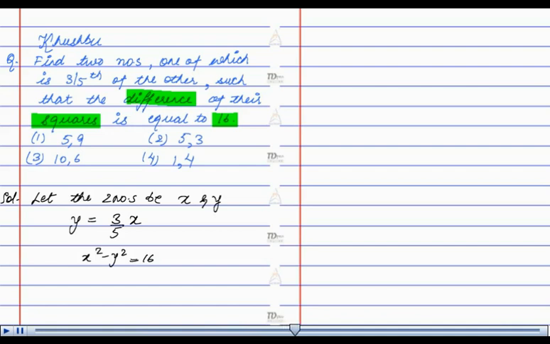Substituting y as 3 by 5 x, we get x square minus 9 by 25 x square is equal to 16, which gives that x square is equal to 25. So, x is equal to plus minus 5, and therefore we get y as 3, and hence the correct answer is option number 2.